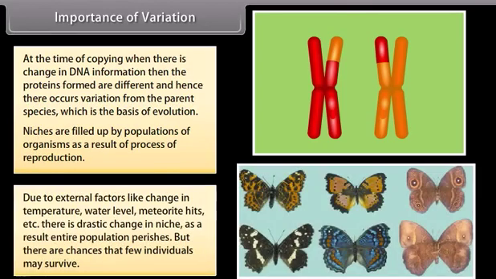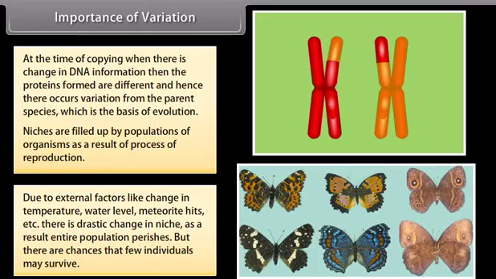Due to external factors like change in temperature, water level, meteorite hits, etc., there is a drastic change in the niche. As a result, the entire population perishes. But there are chances that a few individuals may survive.